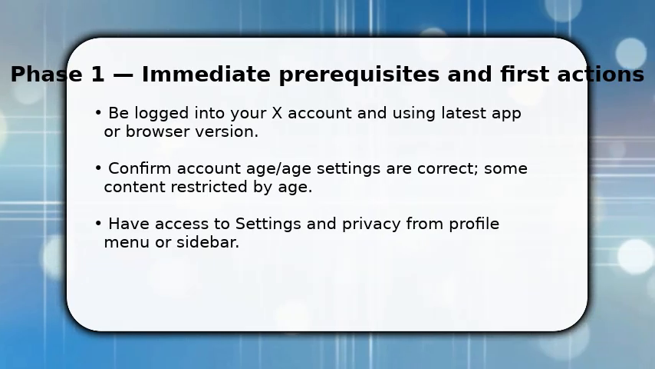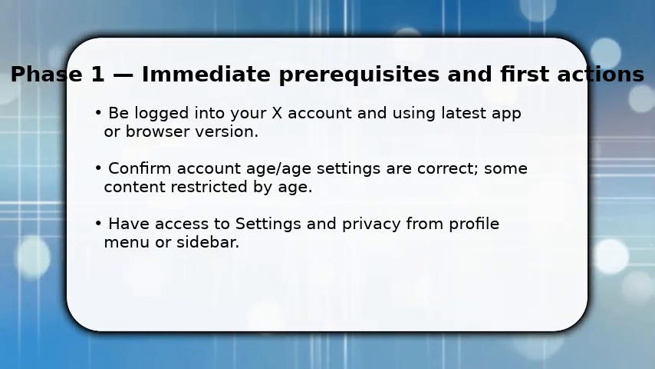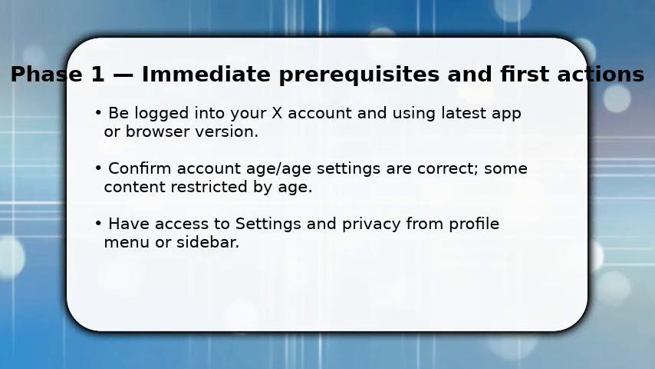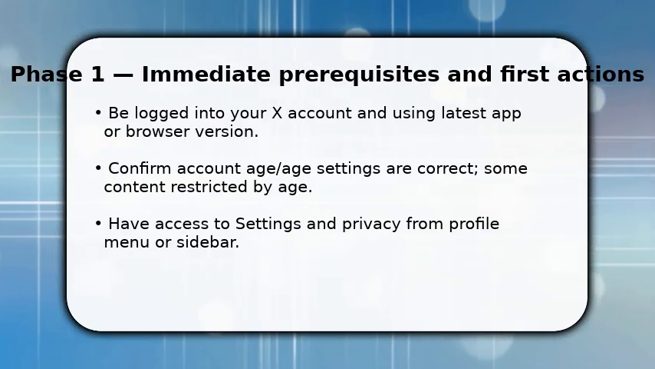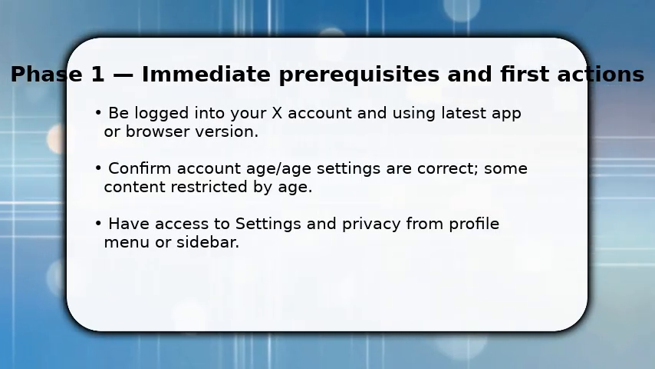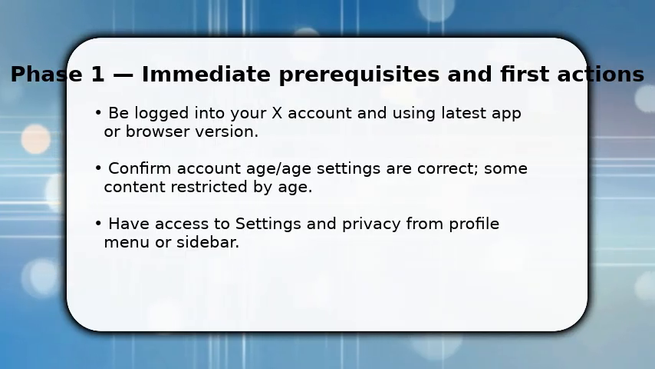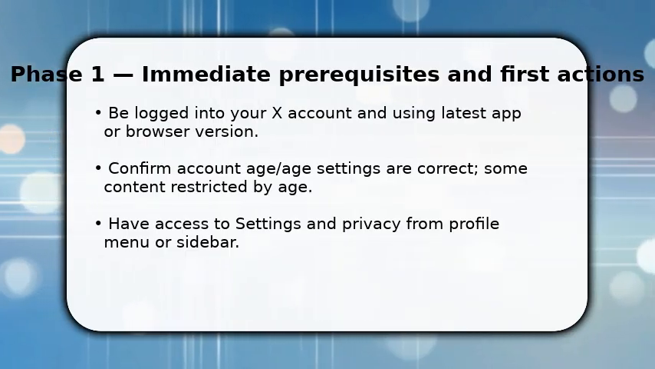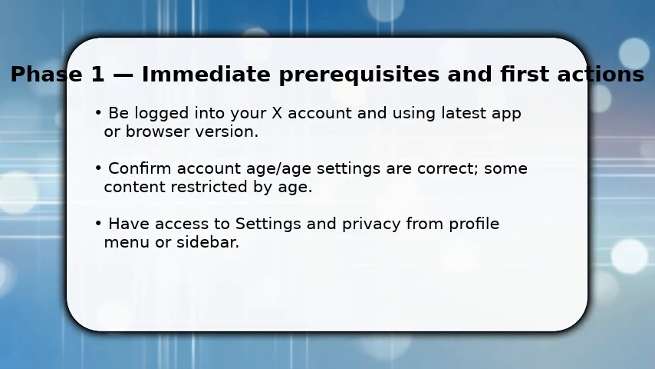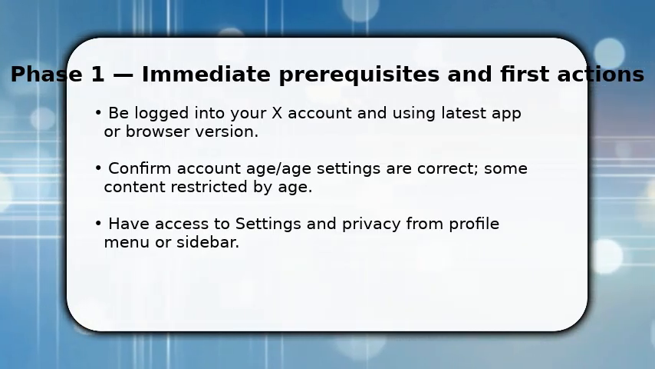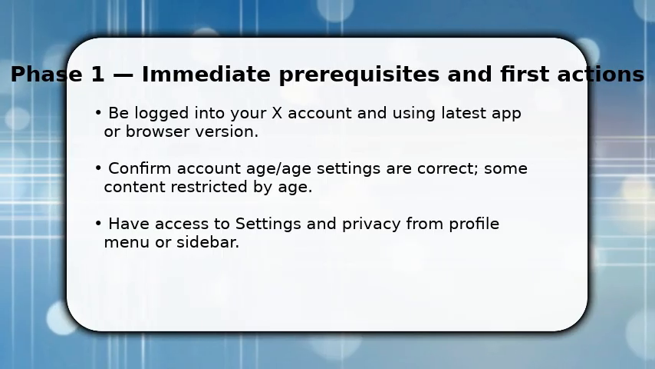You start now by opening X and tapping your profile, then select Settings and Privacy. This is where content rules live. Once done, make sure your app is updated and that your account age is set correctly. Platforms restrict sensitive content by age. You need those prerequisites in place because changes won't appear otherwise.